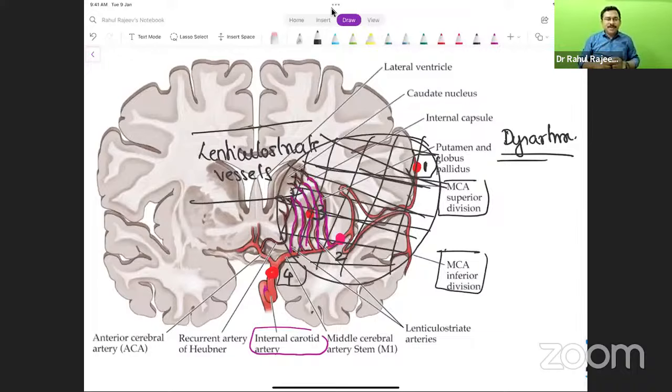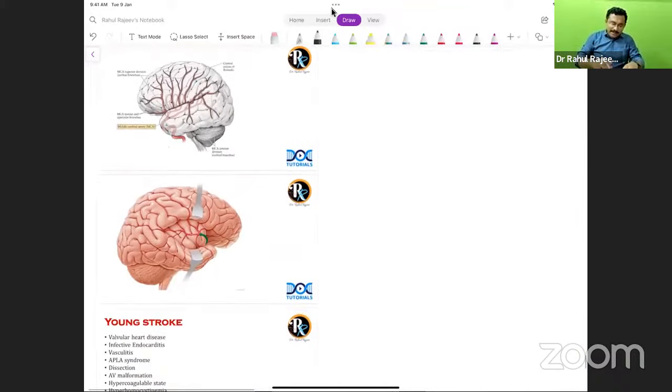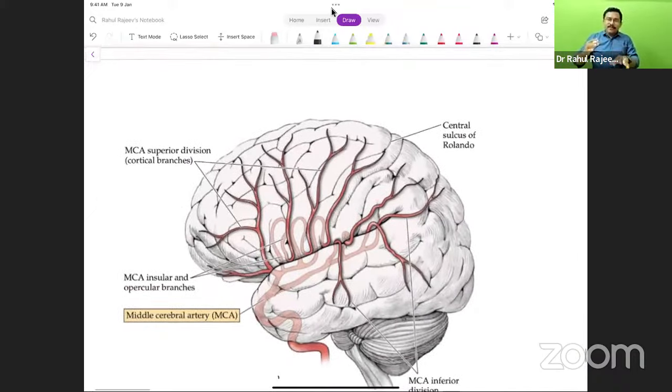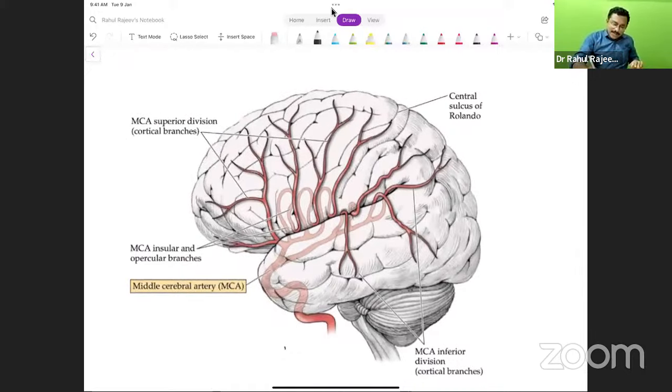So what sort of symptoms? You may have aphasia, seizures. You might ask me, sir, how? There is a reason why. Let me tell you. If you look at this lateral view of the cerebral hemisphere, let me show you that this is the middle cerebral artery, MCA, dividing into superior division and inferior division. See, this is the superior division of MCA. This is the inferior division of MCA.